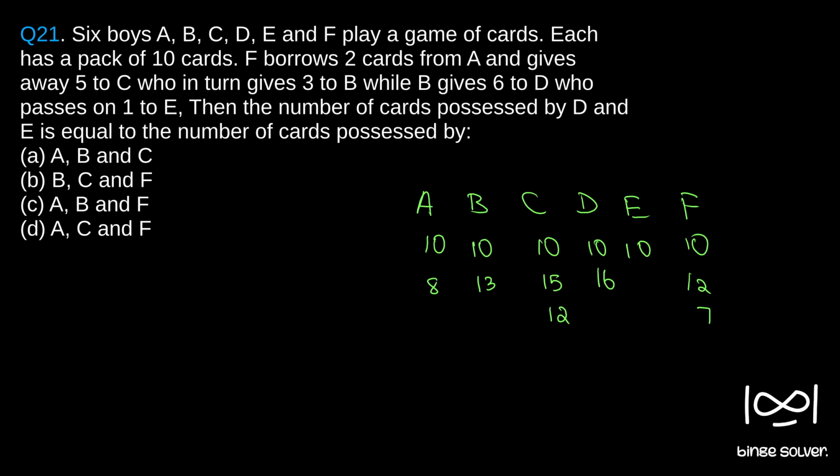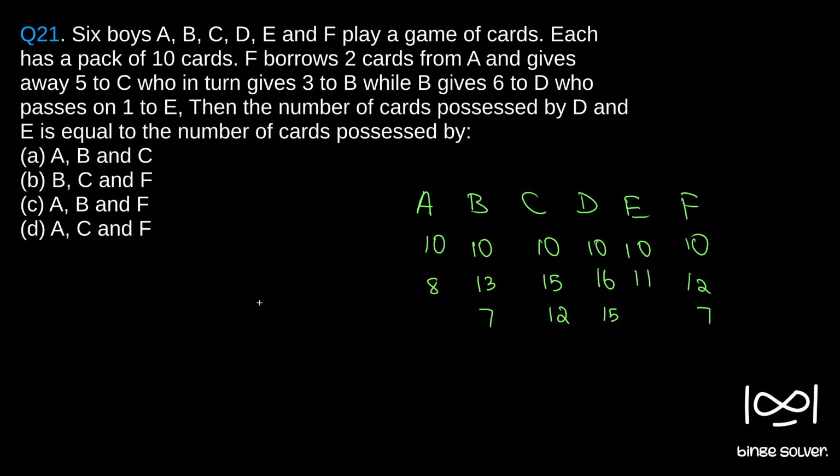B is the one who gives 6 to D. So that becomes 7, right? 13 minus 6, 7, and D gets 6. Who passes on 1 to E. So D gives 1 to E. So this becomes 15 and this becomes 11.